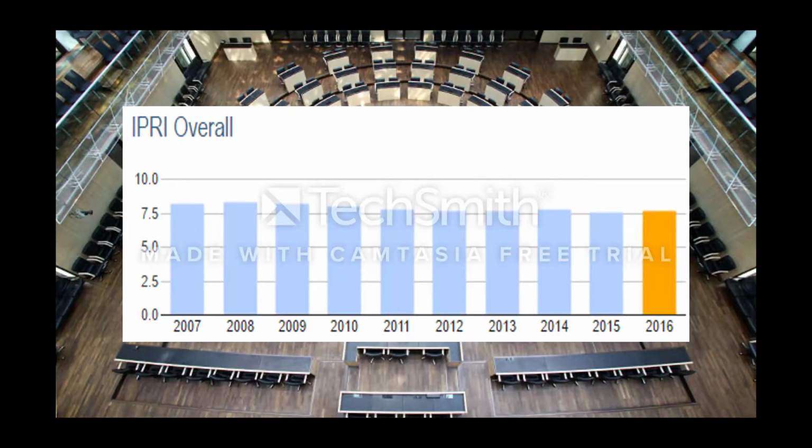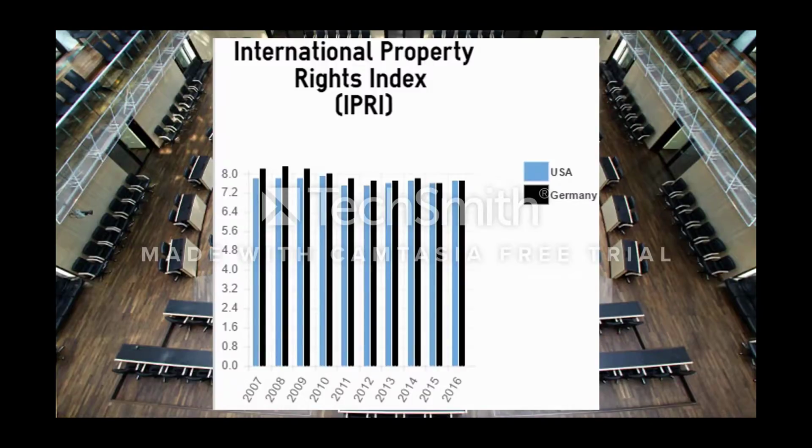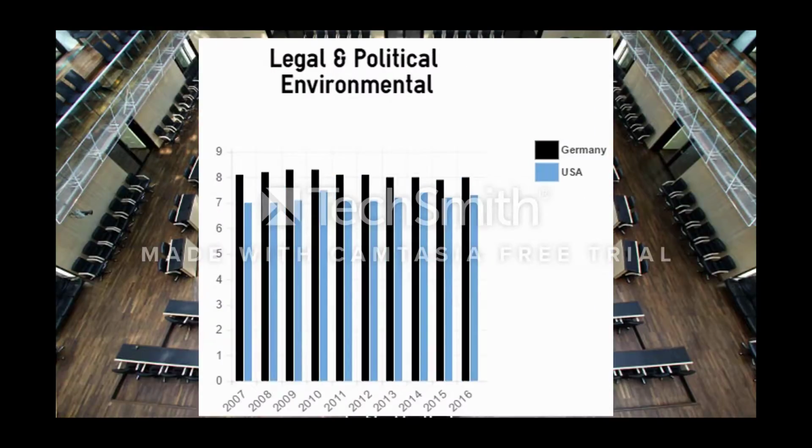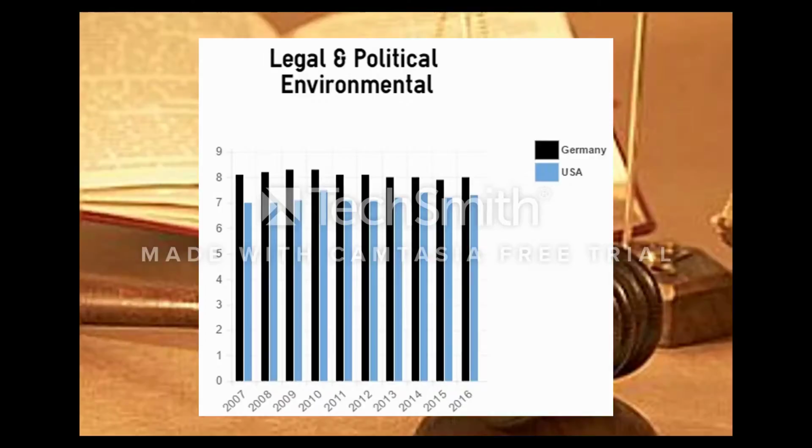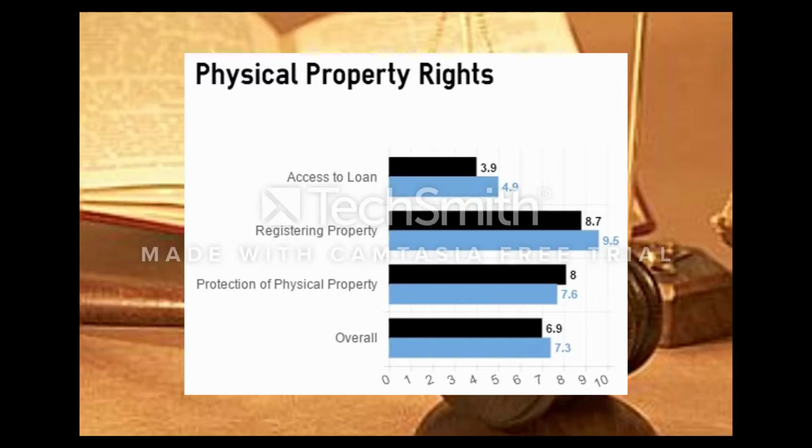Germany is currently ranked 9th in Western Europe and 16th in the world on the International Property Rights Index. Germany's International Property Rights Index was steady in 2007 and 2008 and started to decline after 2008. On average, over the last several years, Germany has maintained a higher ranking on the legal and political environmental scale. In the physical property rights ranking, protection of property rights is a higher priority in Germany than in the United States.